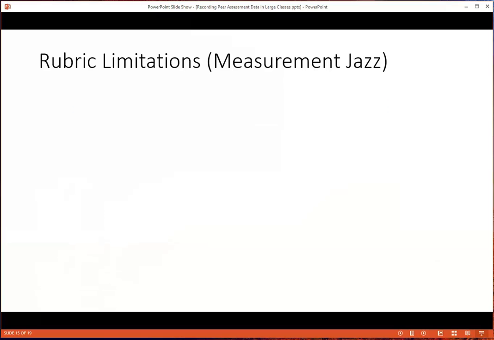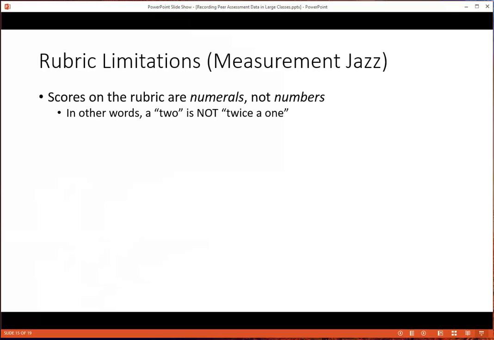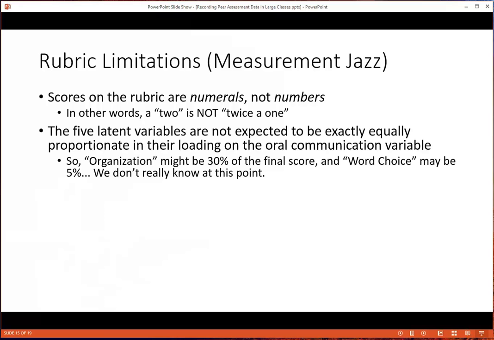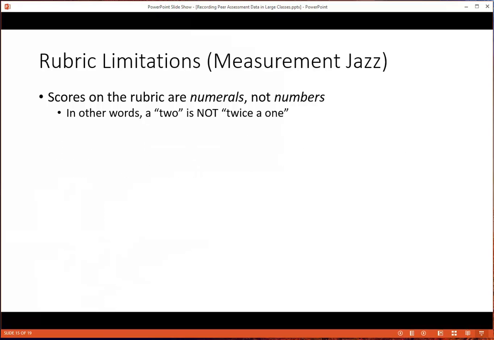So here are some rubric limitations, and some measurement qualifications. The really important one is that the scores in the rubric are numerals but not numbers. 2 is not twice a 1. That's a very important idea, because it's going to affect the mathematical operations you can do with this data set.